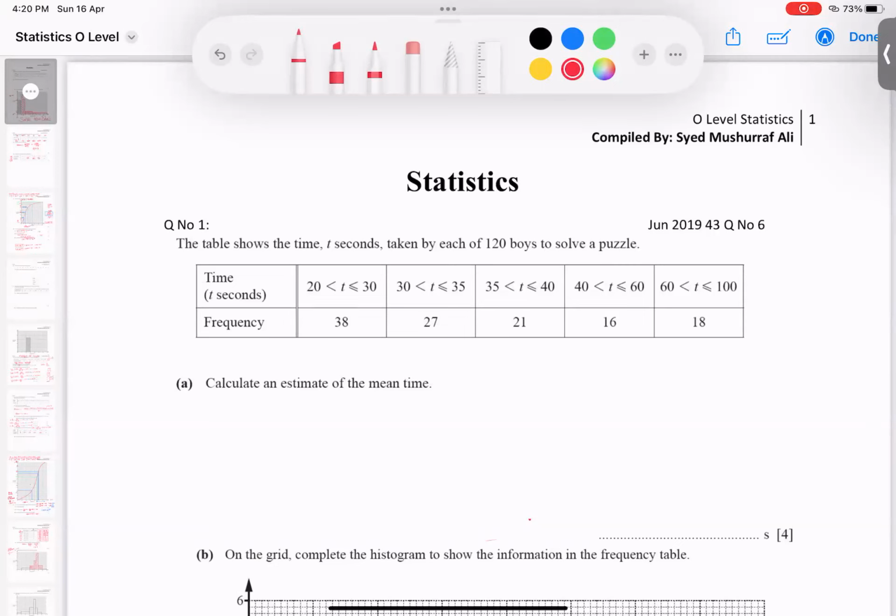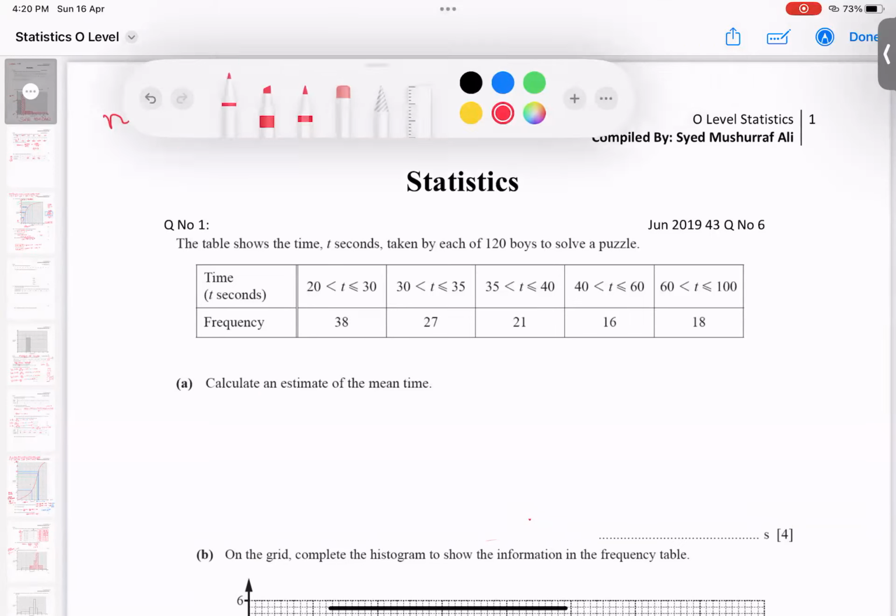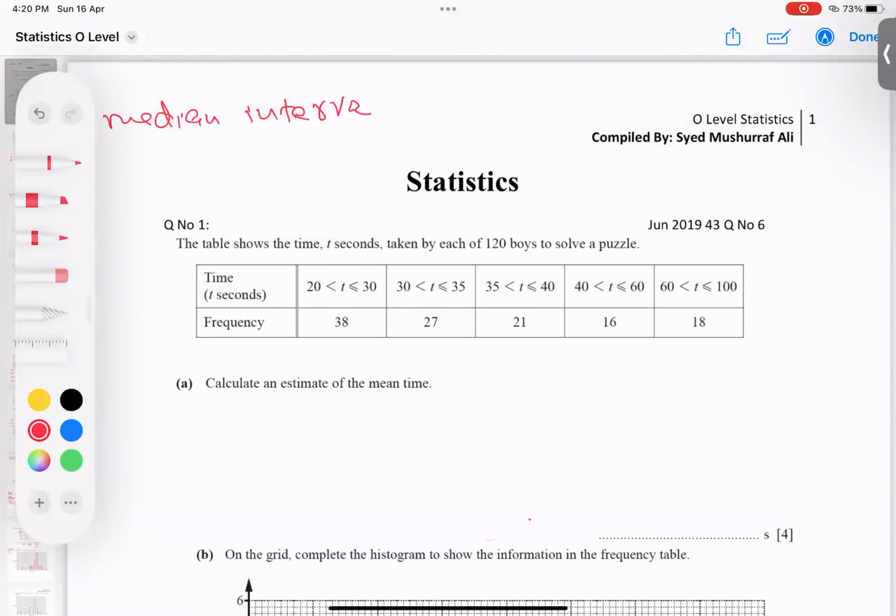What I'm planning to do, although the question asks for the mean only, is add two extra parts here: median class, or median interval, and I can also ask you modal class or modal interval. So let's see how we can answer these things.